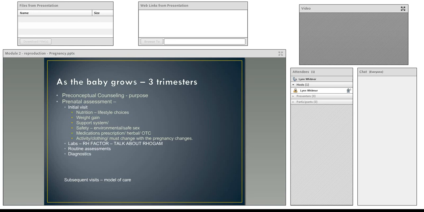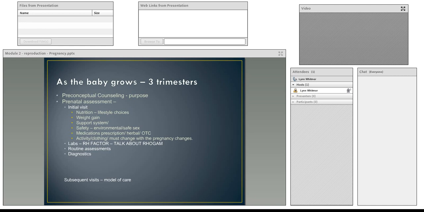Other diagnostics, of course, the ultrasound, we might want to do an amniocentesis if indeed this patient has a risk factor for genetic risks. And we're going to see this patient after the initial visit probably every 4 weeks until she's 28 weeks gestation, then every 2 weeks until she's 36 weeks gestation, then every week until 40 weeks, and then twice a week until she delivers her baby. That is the routine traditional model of care.